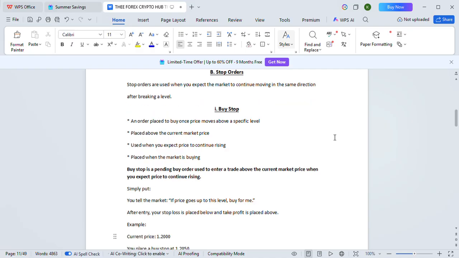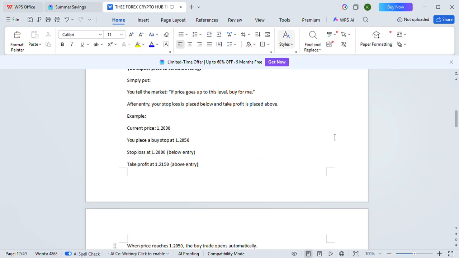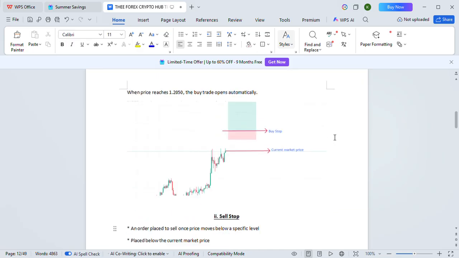So stop orders are in alignment with the market direction. If the market is buying, the order you can place there is a buy stop. If the market is selling, the order you can place is a sell stop. Like in this example, the current market is here and you see the market will continue buying. So you come here and place a buy stop at a price above the market. Okay, let me come back.